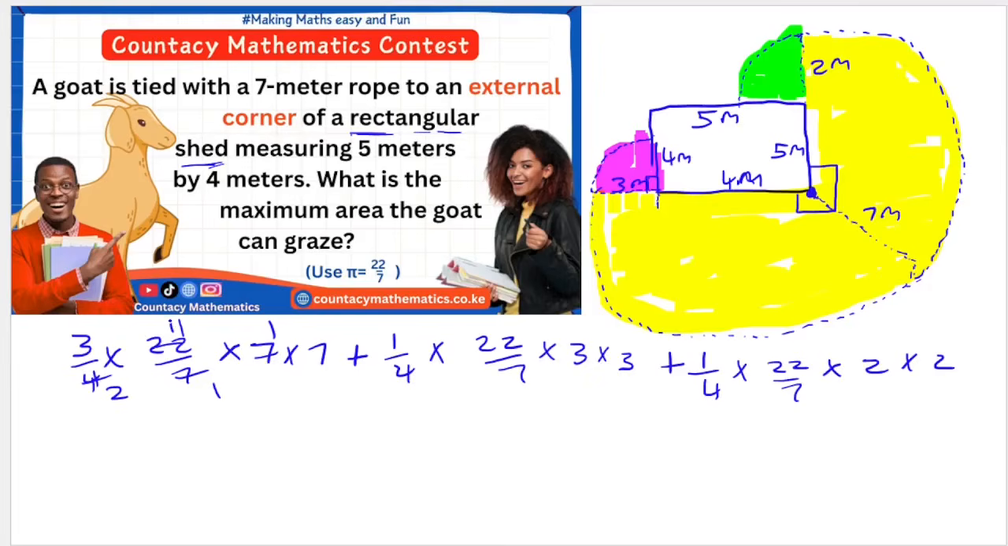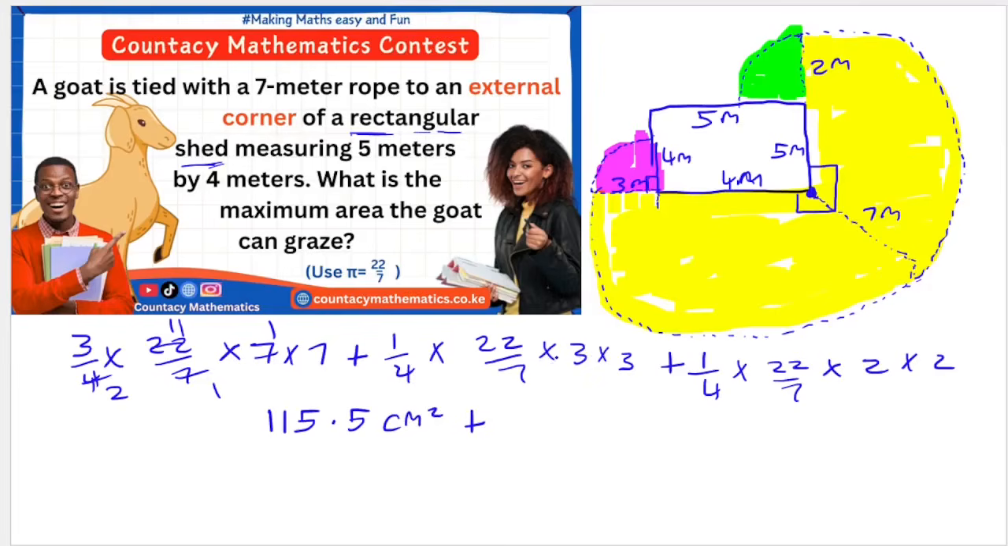21 multiplied by 11, that is giving me 231. Therefore I divide by this 2 that is right here, that's gonna give me 115.5. And I remember that is in centimeters squared. And then we add these parts.